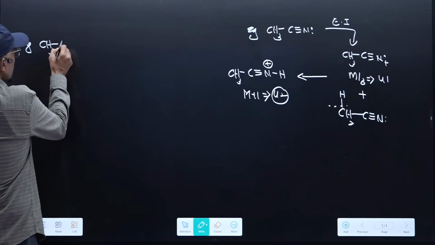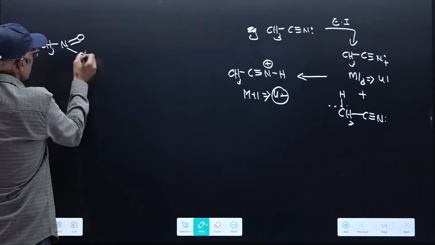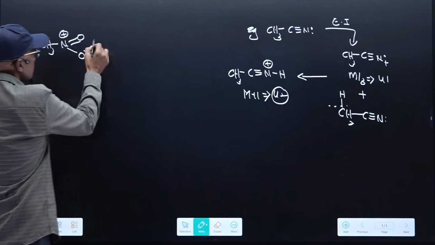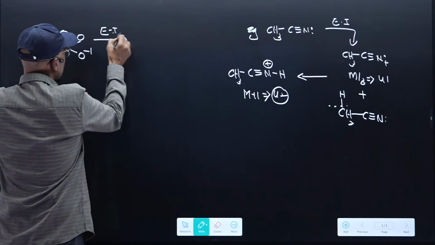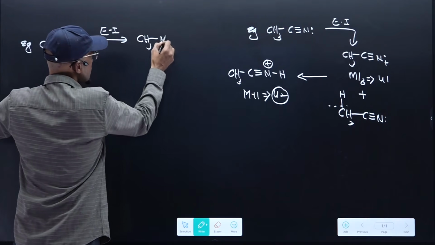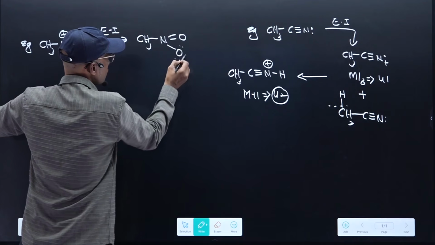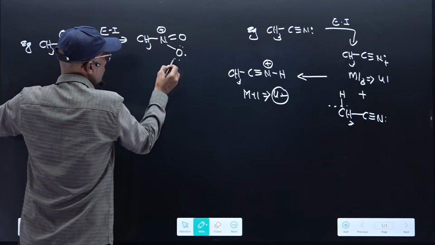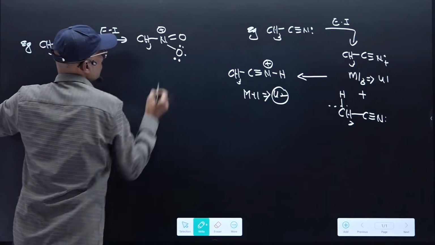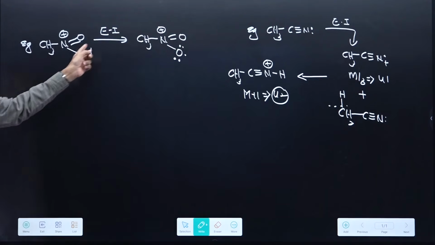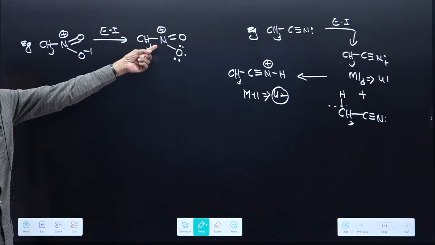So I am writing a nitroalkane. This is a double bond and here it is O minus 1 and this is plus. The electron impact is responsible to give CH3 nitrogen double bond O, and this is a lone pair and here one electron and here it is plus. Is it a radical cation? Minus 1 means one extra electron, that electron I removed here. Now it is a radical cation, the molecular ion.